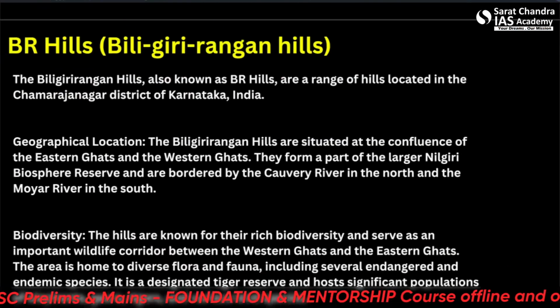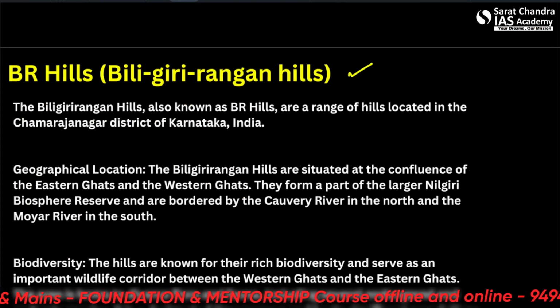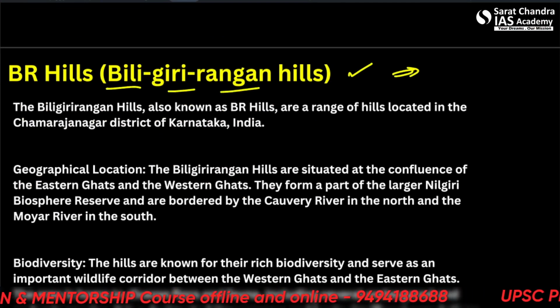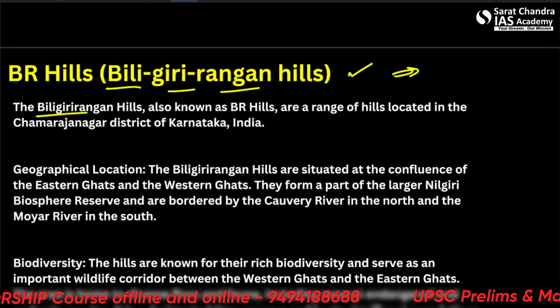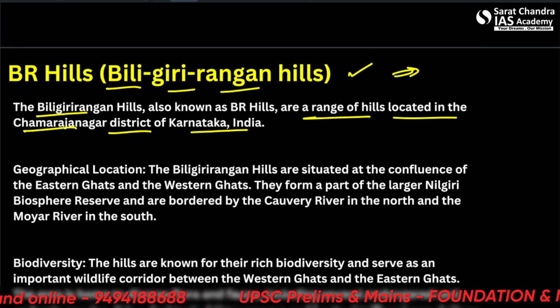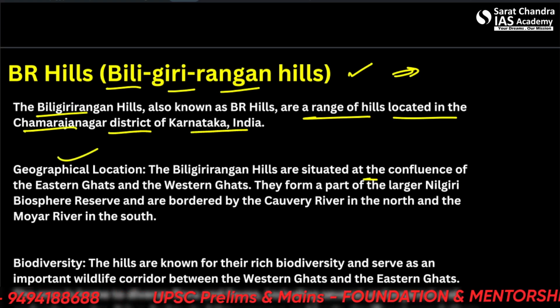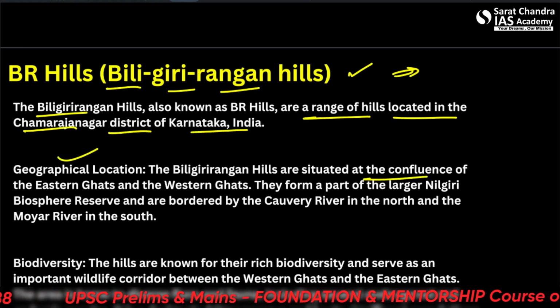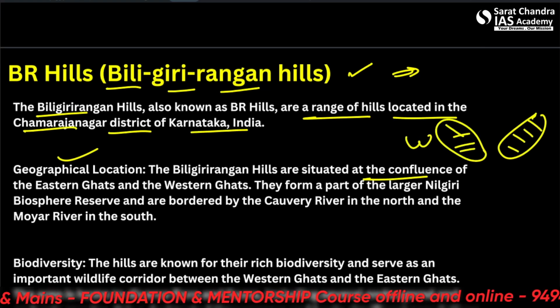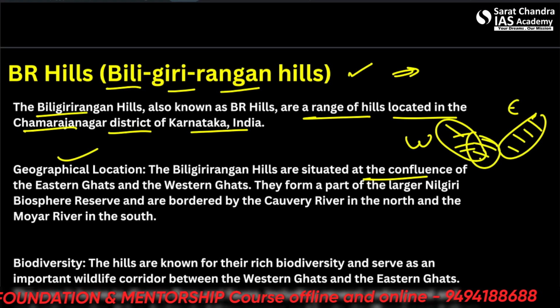The next one is the BR Hills, very famous in Bangalore side, Biligirirangan Hills. Very good cycling spot also. So BR Hills, also known as Biligirirangan Hills, are a range of hills located in the Chamarajanagar district of Karnataka. The geographical location, they are situated at the confluence of the Eastern Ghats and the Western Ghats. They are very important because of this. This is Western Ghats, this is Eastern Ghats, and they are located here.